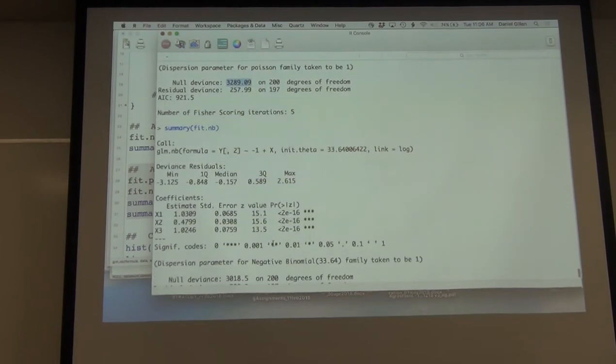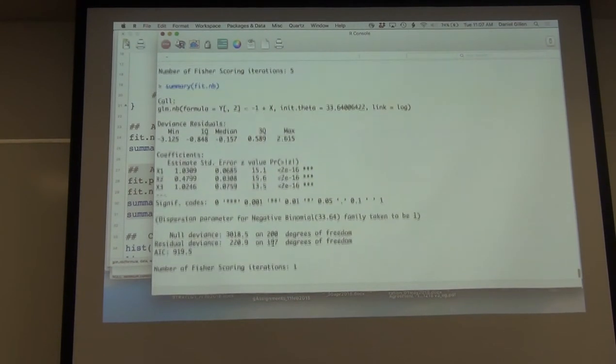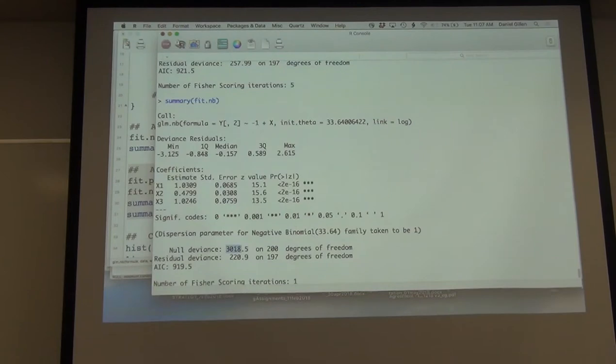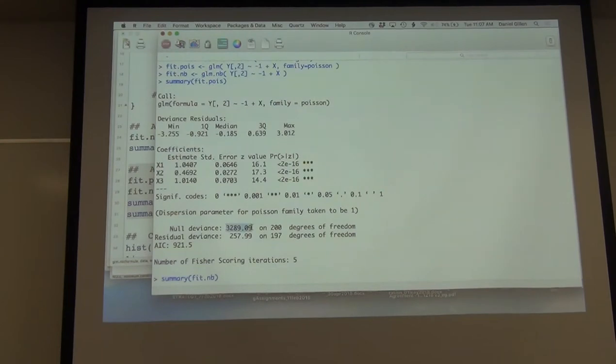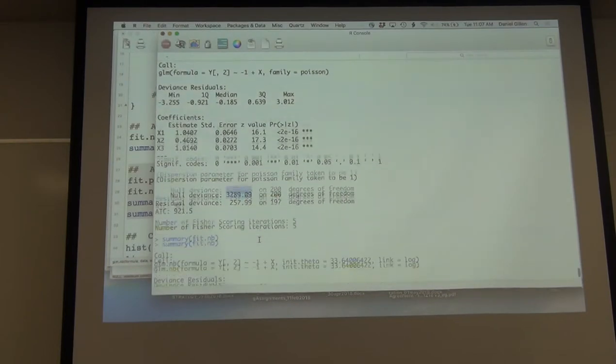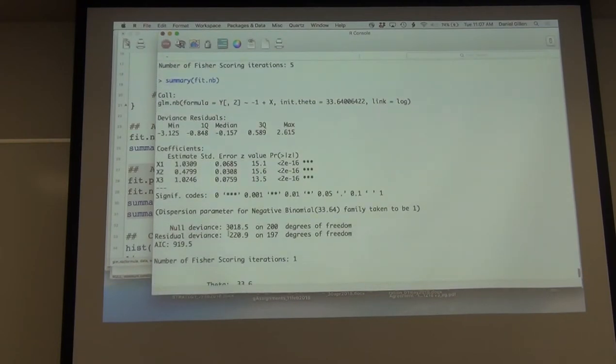You go down and say, okay, now I'm going to fit the negative binomial model, and now I look at the null deviance there. The reason I'm doing this is to clue you in on something that's wrong in the way you're doing the likelihood ratio test. The null deviance here is 3289. The null deviance down here is 3018. What is the null deviance, first of all?